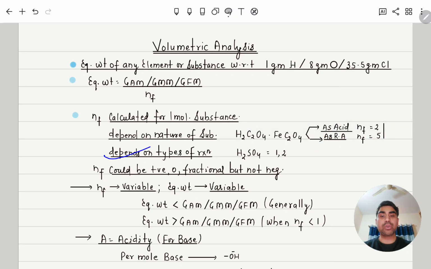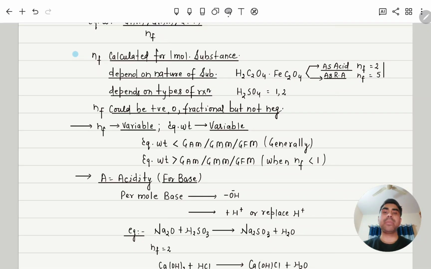The n factor also depends on the type of reaction. Suppose, for example, H2SO4 is reacting with 1 mole of NaOH, so it will furnish only 1 H plus, so the n factor will be 1. But if it is reacting with 2 moles of NaOH, then it can furnish 2 H plus, so the n factor will be 2. The n factor of any substance depends on the reaction.